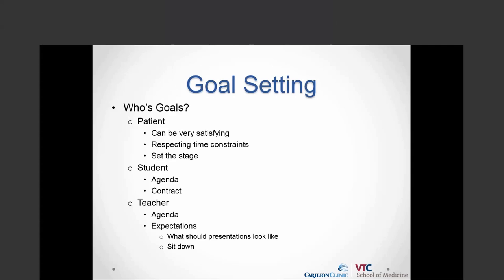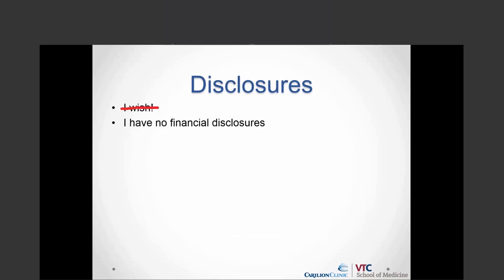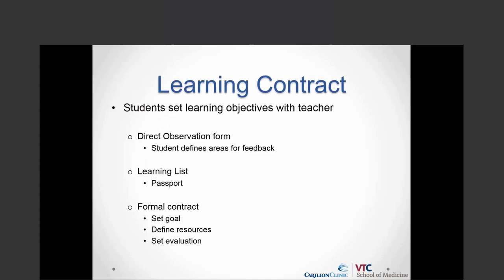Formal contract setting is a little bit more advanced and typically is for our upper level learners, fourth-year medical students and residents, where we set goals together, help define the resources available to meet those goals, and then set evaluation times, including mid-rotation or end-of-week feedback, so we can make sure that we are both keeping up our end of the set goals in that formal contract.